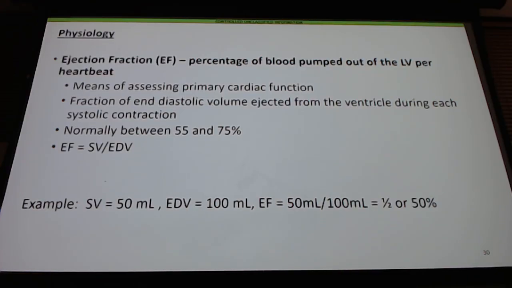In order to do a less invasive kind of measurement of function and work of the heart, we've come up with the ejection fraction, which is just the percentage of blood that is pumped out of the left ventricle after every heartbeat. 100% is not the normal. The ejection fraction range for normal is about 55 to 75% of blood is ejected with systole. And the way that you calculate this is the stroke volume divided by the end diastolic volume.